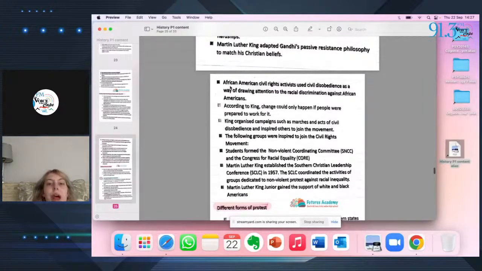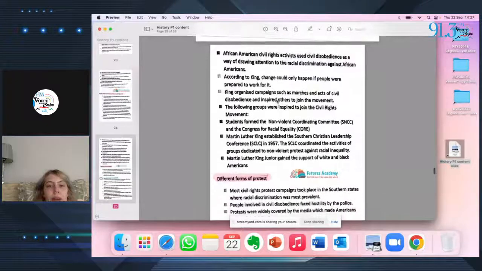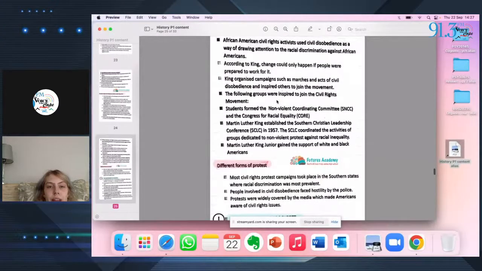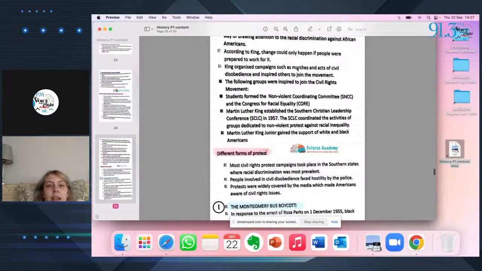Okay, so African American civil rights activists use civil disobedience as a way of drawing attention to the racial discrimination against African Americans. According to King, change could only happen if people were prepared to work for it. He organized campaigns such as marches and acts of civil disobedience and inspired others to join the movement. The following groups were inspired to join the civil rights movement. You have to know what these groups stand for.